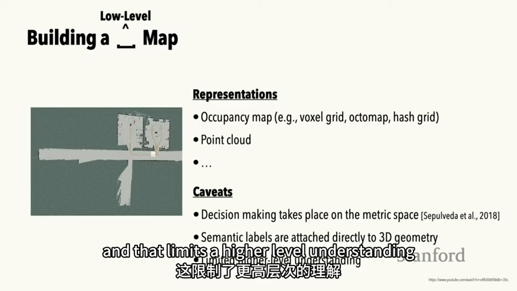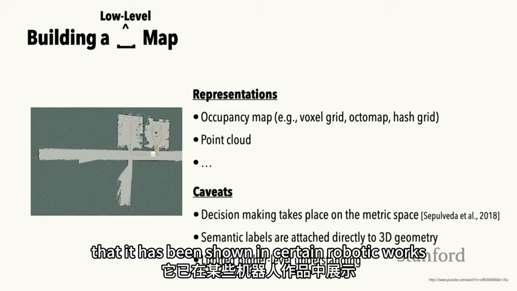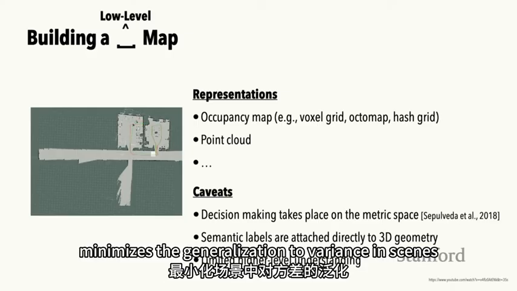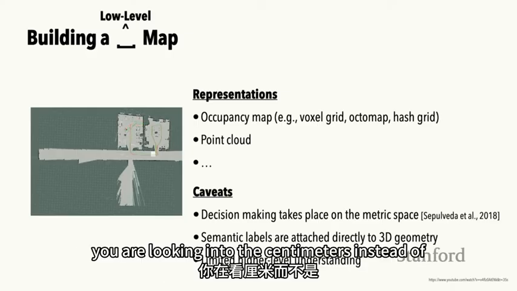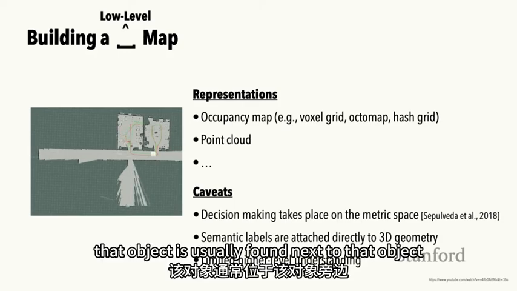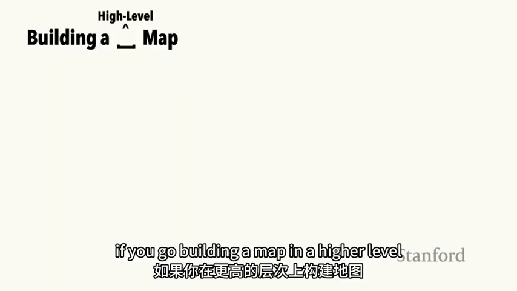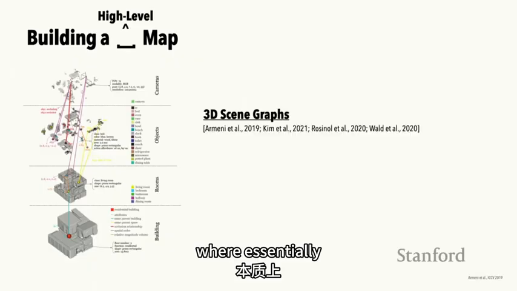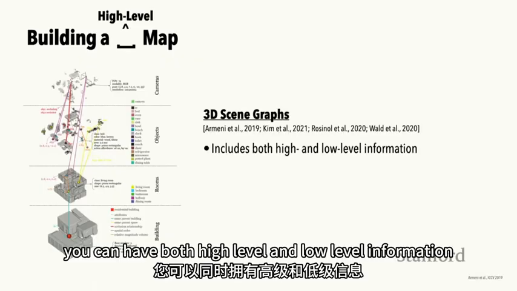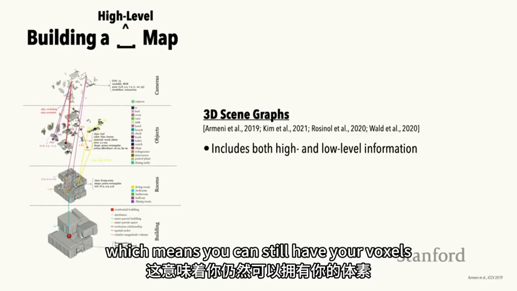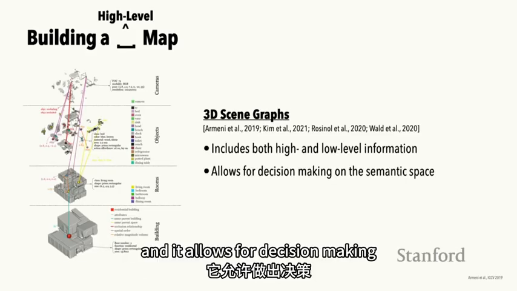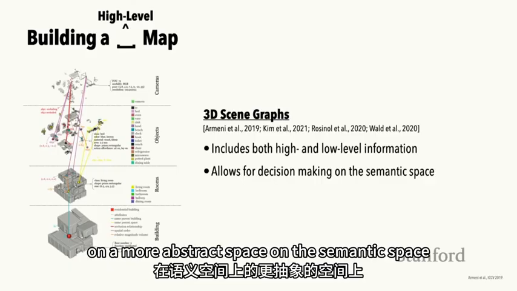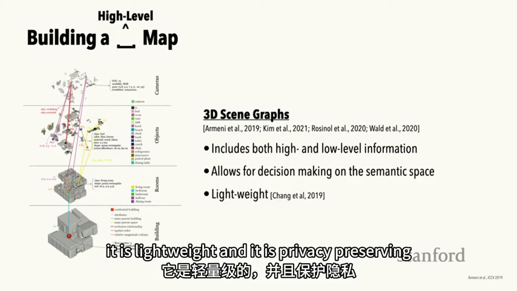And that limits a higher level understanding. It has been shown in certain robotic works that it minimizes the generalization to variance in scenes, because again, you are looking into centimeters instead of that object usually being found next to that object. On the other hand, if you build a map at a higher level, you can use 3D scene graphs, where essentially you can have both high-level and low-level information, which means you can still have your voxels if you want them. And it allows for decision-making on a more abstract space, on the semantic space. It is lightweight, and it is privacy-preserving. Good.